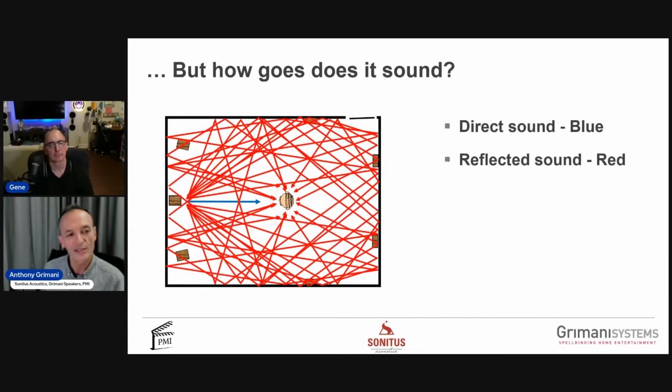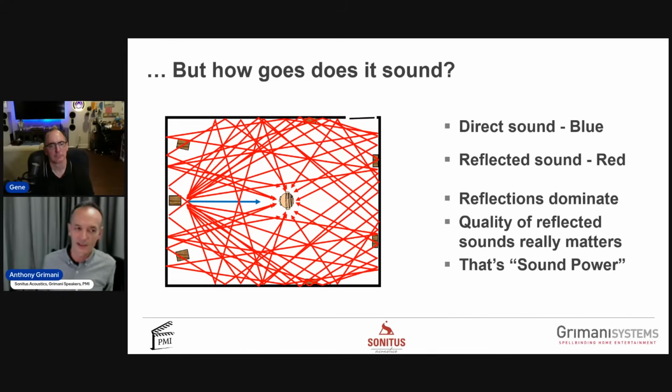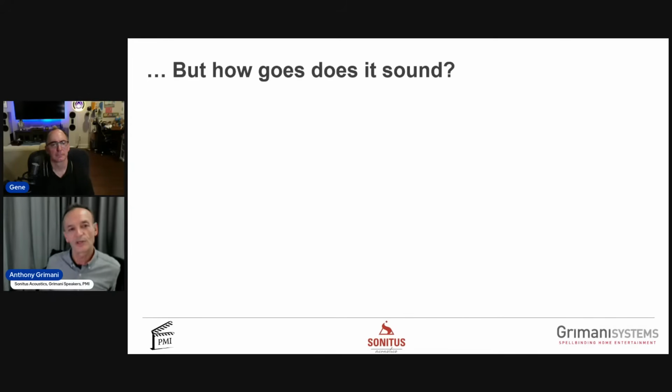So how does it sound? Well, remember, this is a room in which the direct sound was good. The reflected sound is smooth decay with frequency. Ultimately, the reflections still dominate. With a good sound power, you could end up with something predictable.